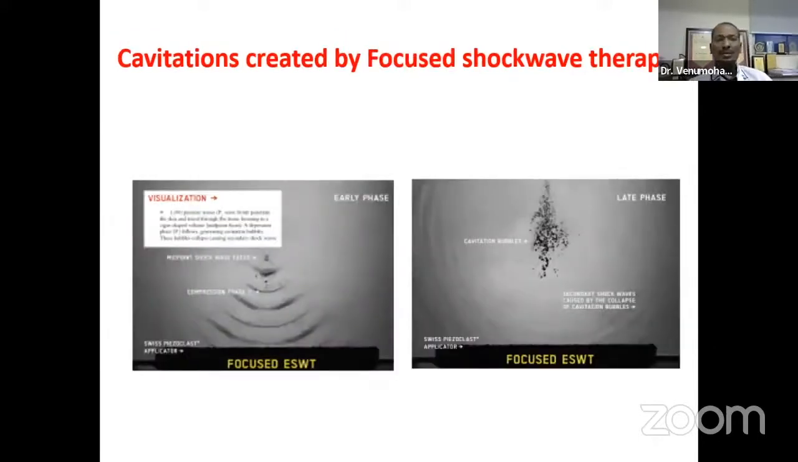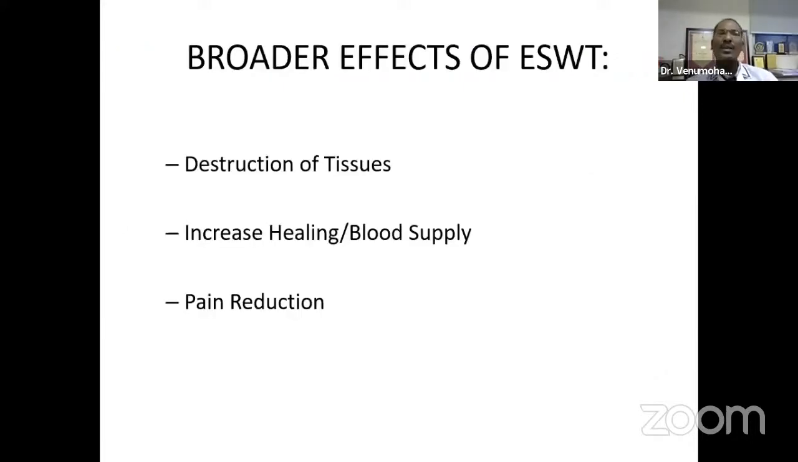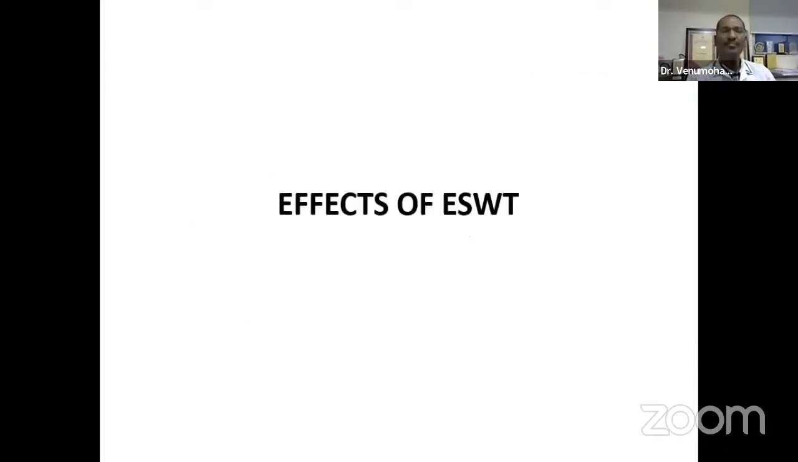And in focused shock wave, this is very clear. In the early phase, you actually see this compressed phase, and the secondary shock waves cause circular waves in the media. So if you see the broader effects of the shock wave, you see destruction of the tissues, improvement in the healing and blood supply in the tissues, and reduction in the pain.